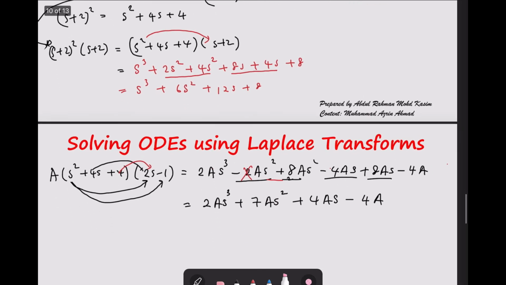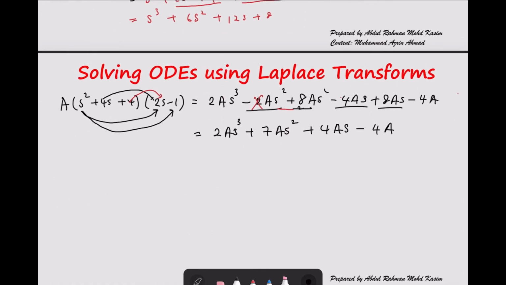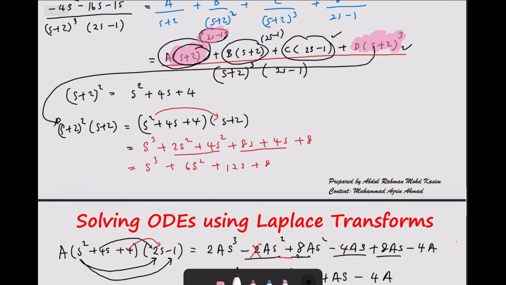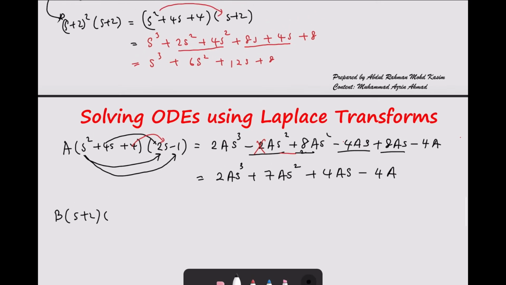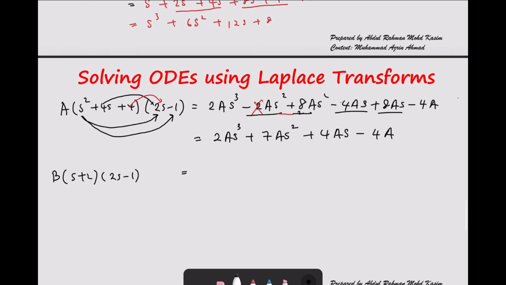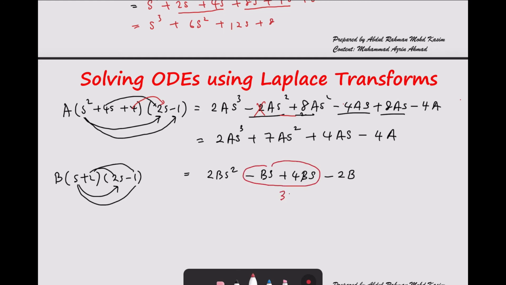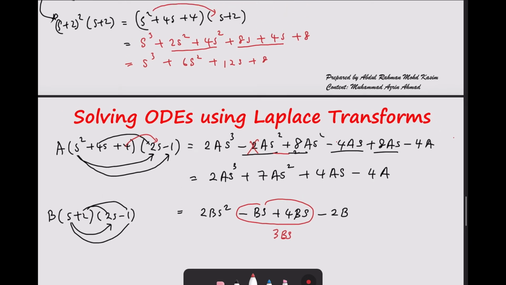Okay, so what about the b? For b, you need to multiply the first one having s plus 2 with the 2s minus 1. So what you will have over here is multiplying this one and this one. You will have 2bs squared, and then for this one minus bs. For this one you will have 4bs, and then for this one minus 2b. That one is minus 2b. So this one we may simplify. So basically it is 3bs. Okay, so now you can substitute all the things.